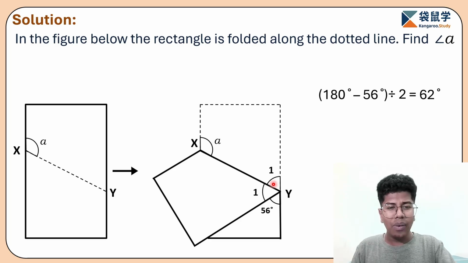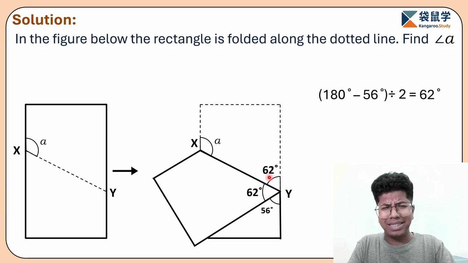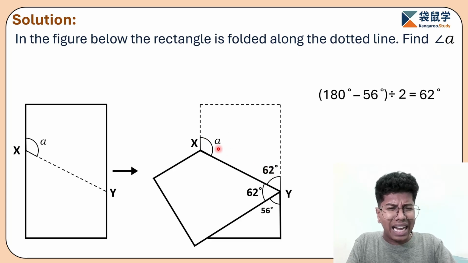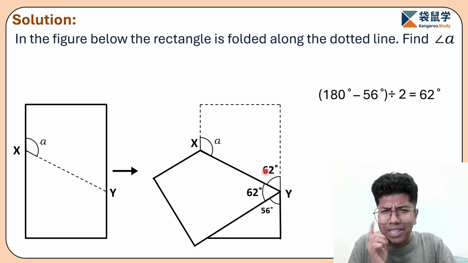So here, angle 1 I got is 62. I'll label it 62. But I want to find out angle A, not this angle 1. Is there any relation between angle A and the 62 degrees that is present? For that, let's try to observe this.